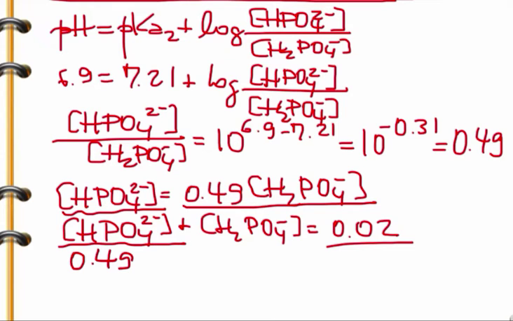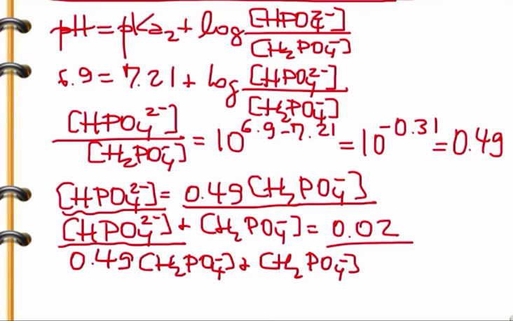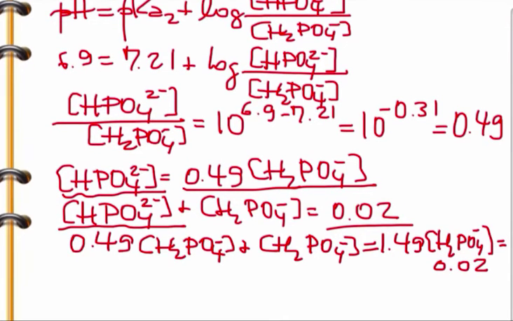So we have here 0.49 times the concentration of HPO4 2 minus, which is the same thing as, plug in the numbers here, plus the concentration of H2PO4 minus equals 0.02. In other words, 1.49 times the concentration of H2PO4 minus equals 0.02.